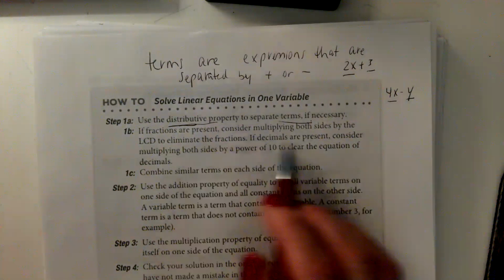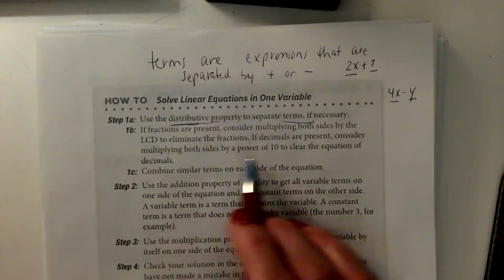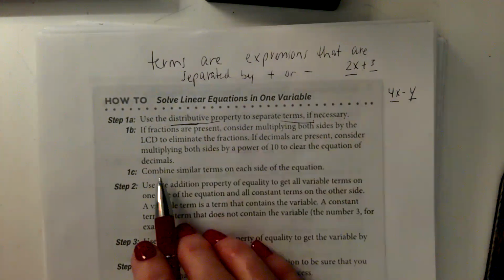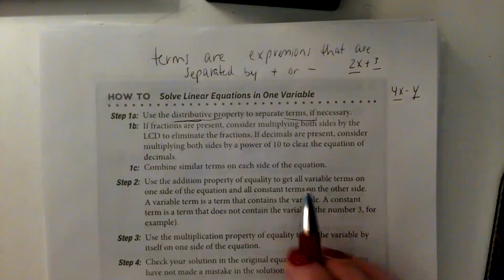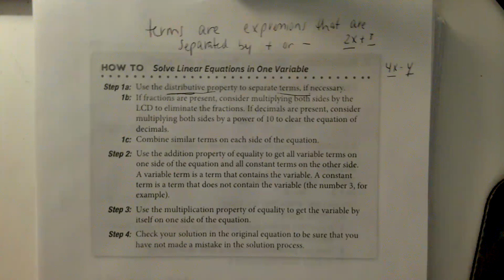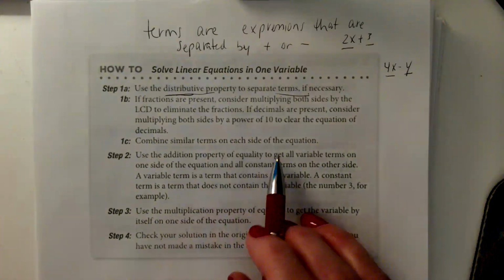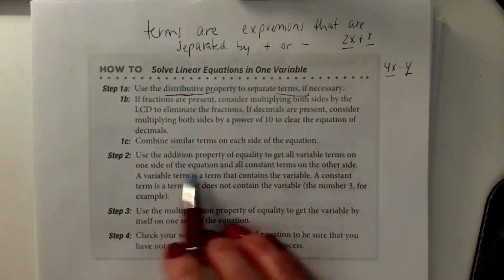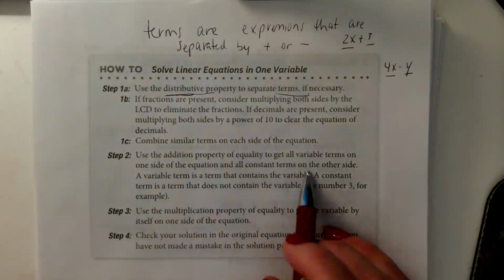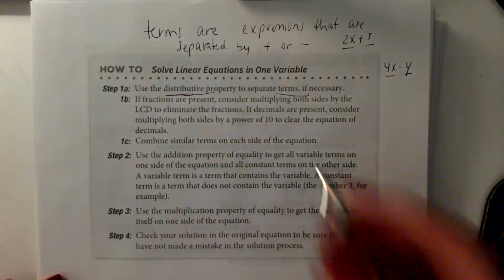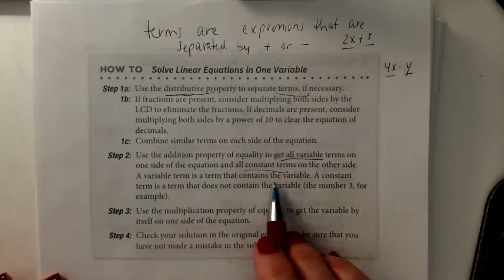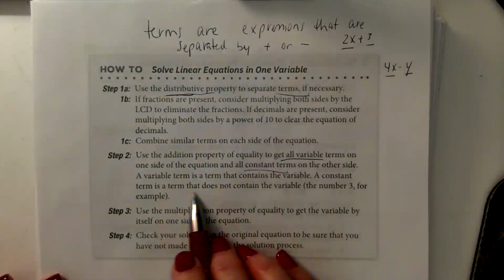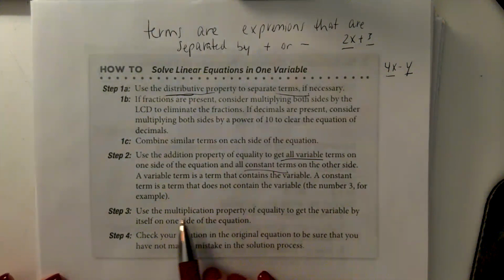fractions. If decimals are present, consider multiplying both sides by a power of 10 to clear the equation of decimals. Combine similar terms on each side of the equation. Then step 2 says, use the addition property of equality to get all variable terms on one side of the equation and all constant terms on the other side. A variable term is a term that contains the variable. A constant term is a term that does not contain the variable.